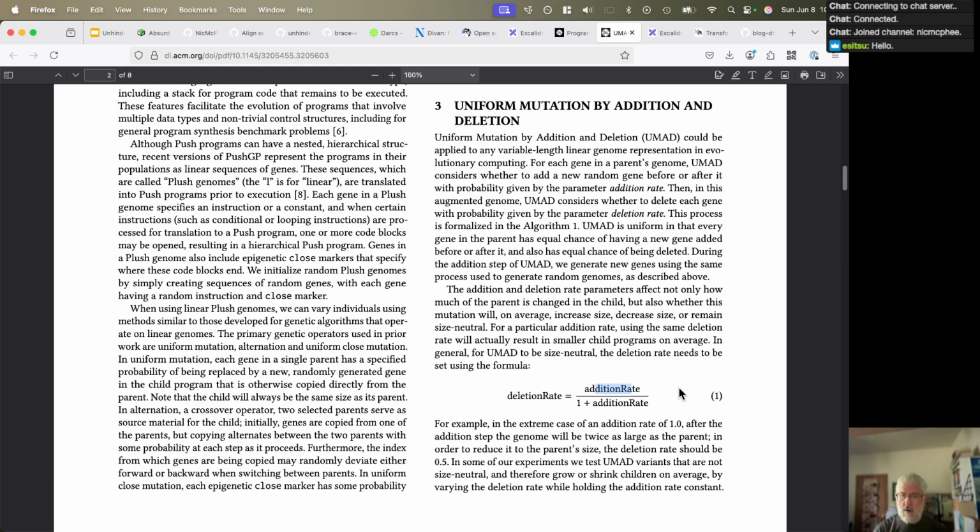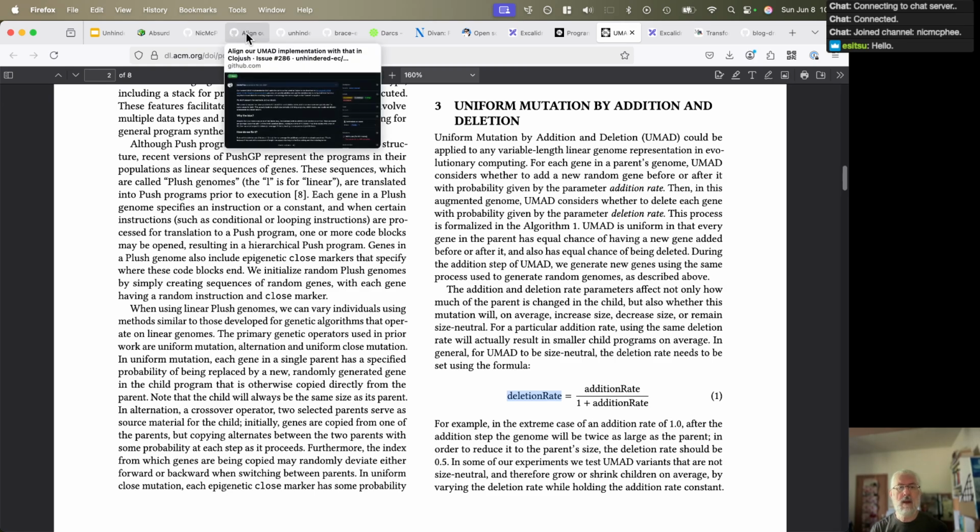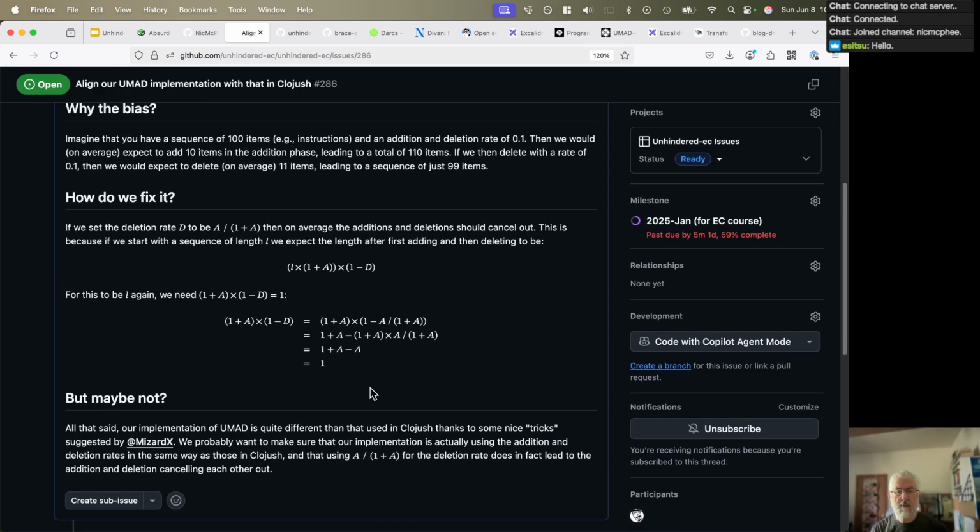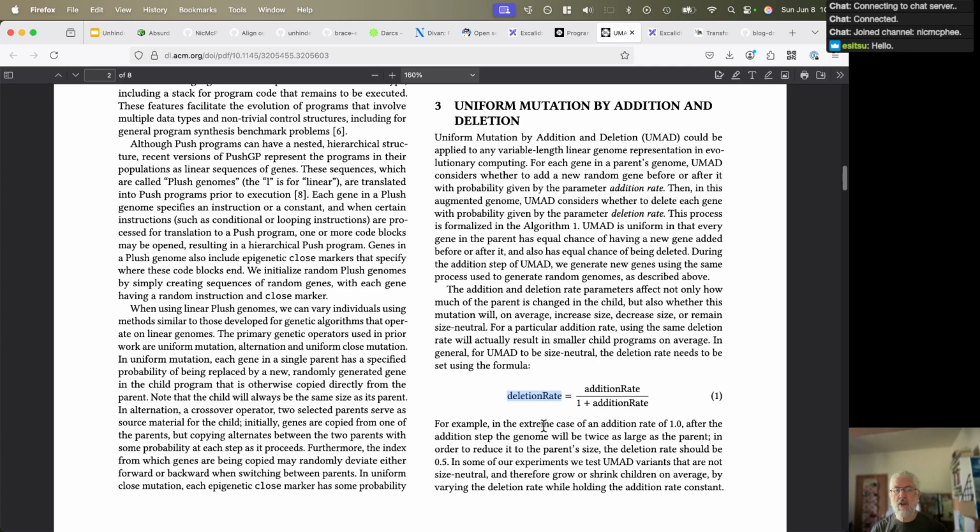Then you pass through and do deletion. For every gene, you decide, do you remove that gene randomly? How likely you are to remove a gene is this deletion rate. There's some math here, and it's repeated in this document. The math says that if you set your deletion rate to be the addition rate divided by 1 plus the addition rate, then you're guaranteed on average to have the same length that you had at the beginning.